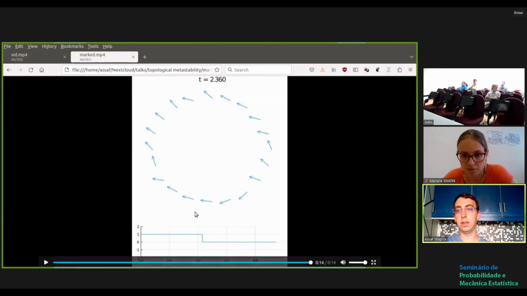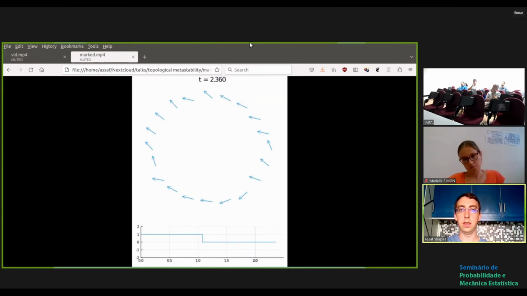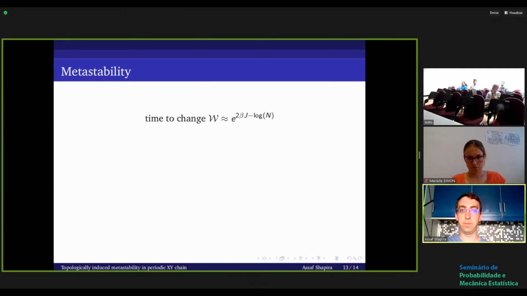And you see that this is very difficult to do, right? Because of this minus grad h, or because of this energy barrier, it's very difficult to bring 2 spins to point in exactly opposite directions, which means that it takes a lot of time to change the winding number.